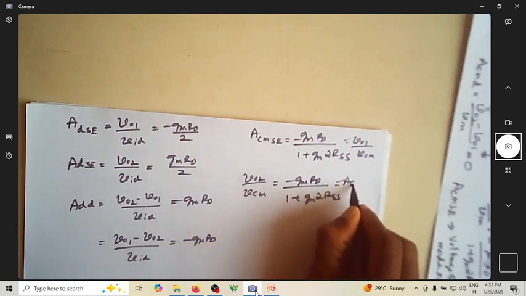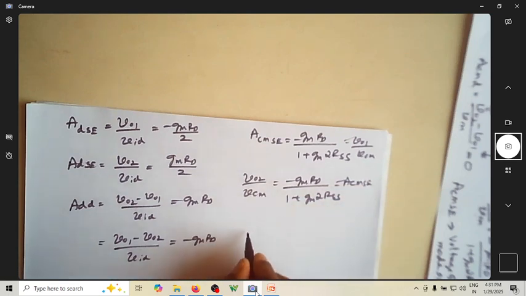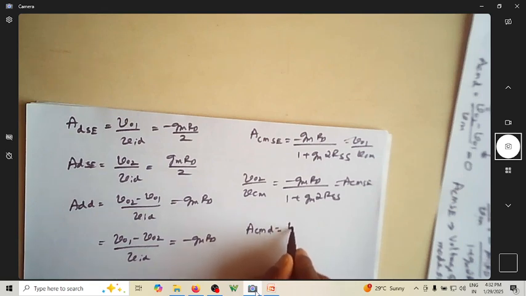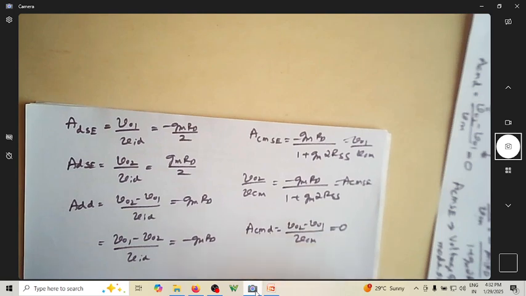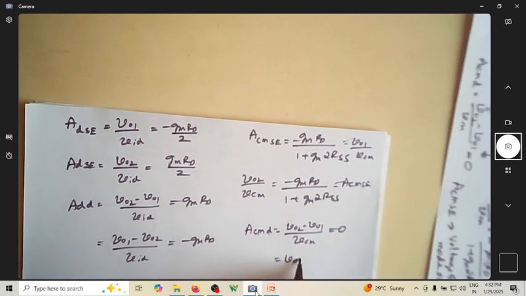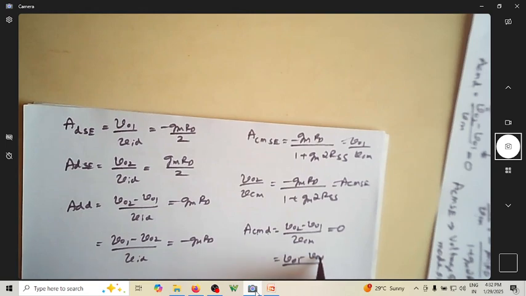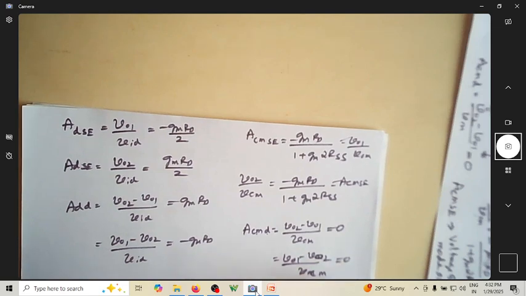This is also ACM SE. So then what is ACM differentially measured? It is commonly applied but differentially measured. So this is ACMD. Now I can write it as V02 minus V01 by VCM, which is equal to 0. Even if you write V01 minus V02 by VCM, here also it is 0.